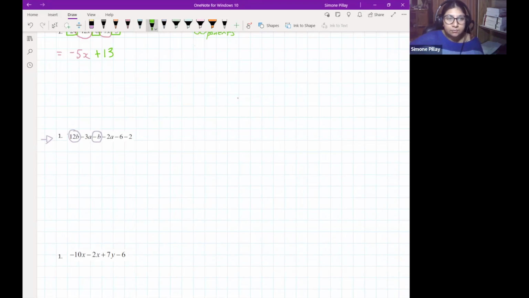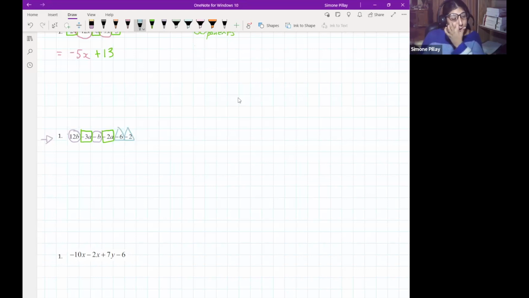Okay, next one. Negative 3a and negative 2a. And negative 6 and negative 2. So that is 100% correct. We have now circled all of our things in the same way that are like terms.